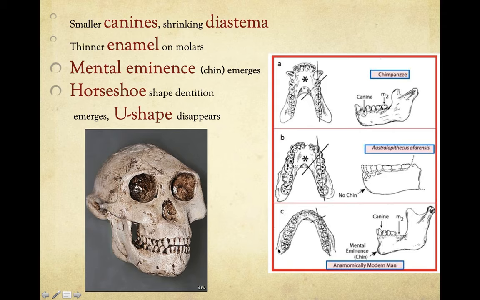So by the time we get to Homo sapiens, you're going to see we have this very flared, or what we would call horseshoe dentition, and no simian shelf here. Of course, without the simian shelf, you have a much easier time speaking, and your tongue can move around. It's not attached to this kind of thing here.